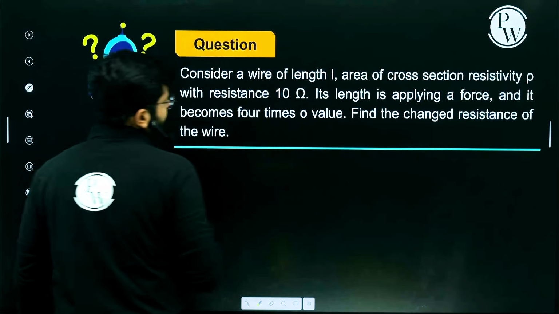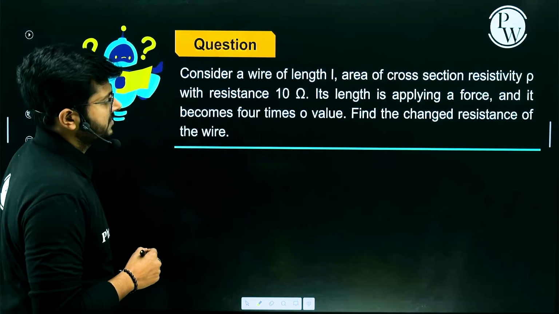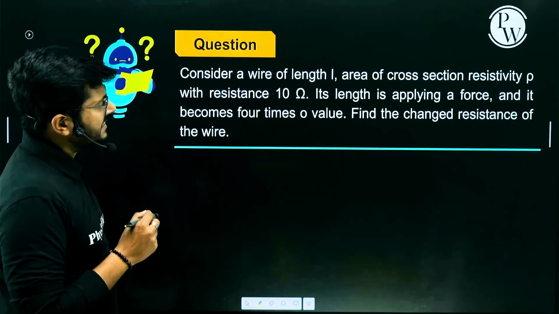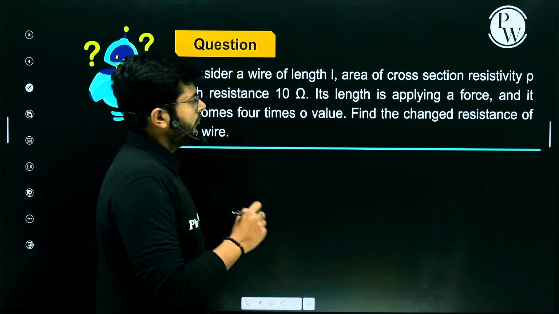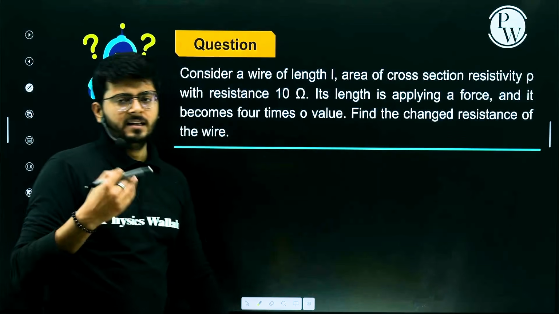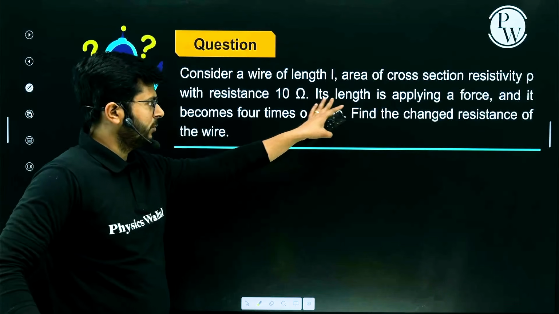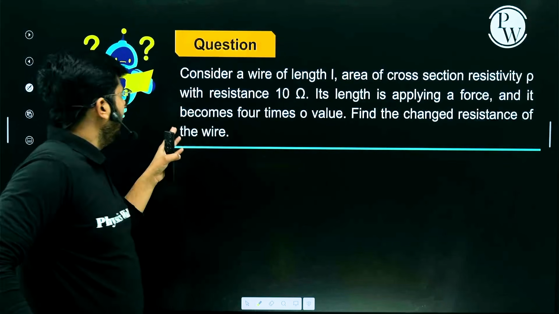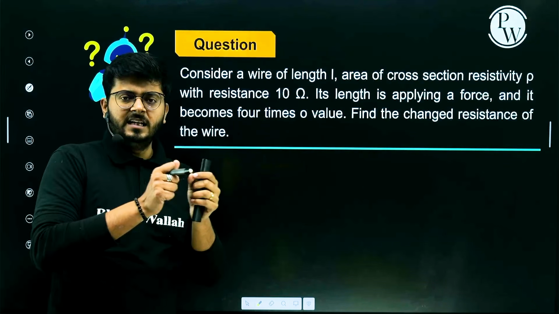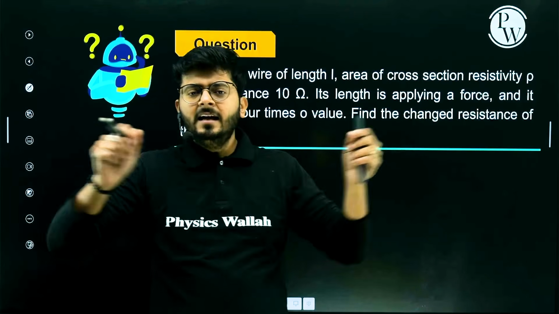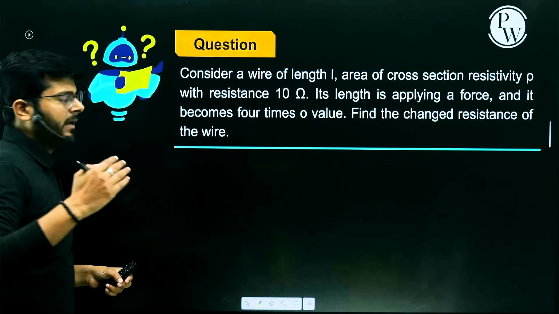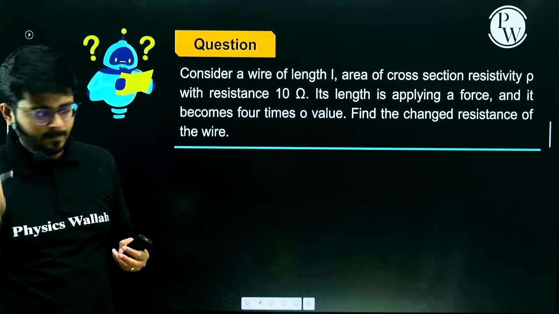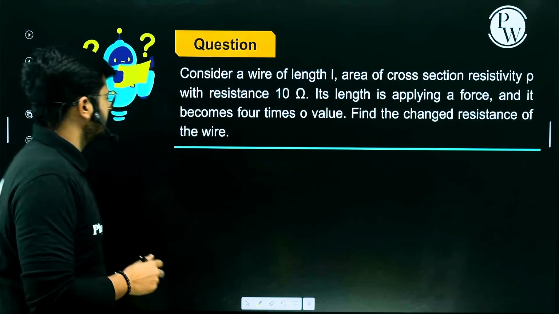Consider a wire of length L, area of cross section A, resistivity rho, with a resistance of 10 ohm. Basically, the language of the question needs to be corrected. We need to say that we are applying a force along the length, and the length of the wire becomes 4 times the original value. If the original length was L, now we have made it 4 times L. Find the change in the resistance of the wire.